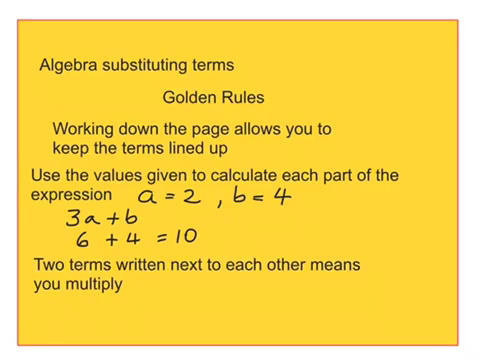And you must remember that if you've got 2 terms written next to each other, you must multiply. So if you had AB, the value of A is 2, so I'd write my 2. The value of B is 4, so I'd write my 4, but I must remember that AB is actually A multiplied by B, so I must make sure that I put in a times sign. So 2 times 4 becomes 8.